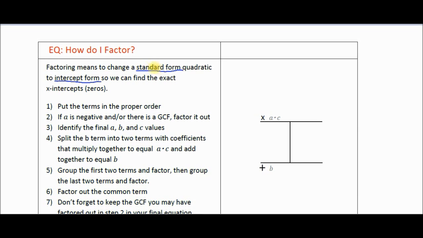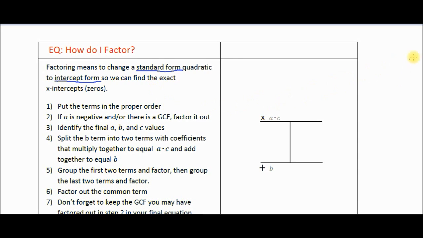We want to change standard form to intercept form when we want to find the x-intercepts. In our examples in class, we were able to graph standard form, but most of the time all we were able to do was estimate the x-intercepts, not find them exactly. So by changing from standard to intercept form, we'll now be able to find exactly where the parabola crosses the x-axis, which works really great for projectile motion because we'll be able to tell exactly when an object comes back to the ground and hits the ground.